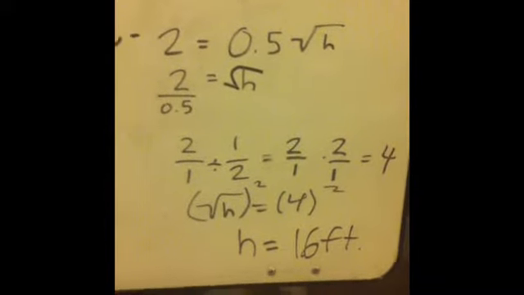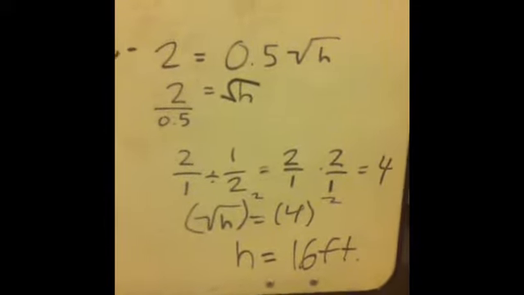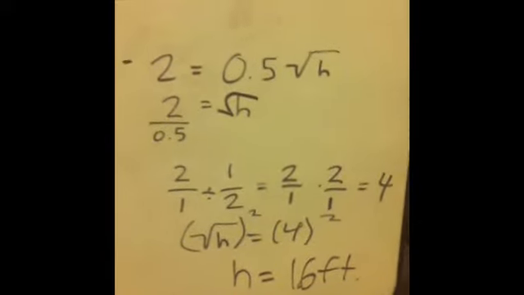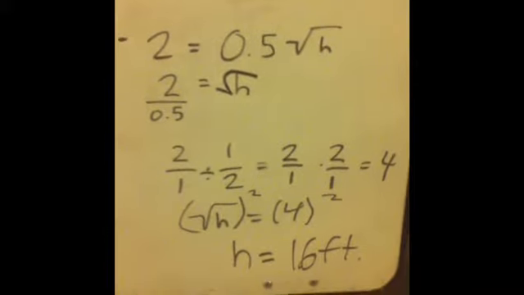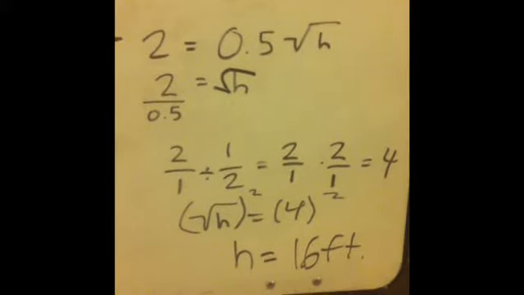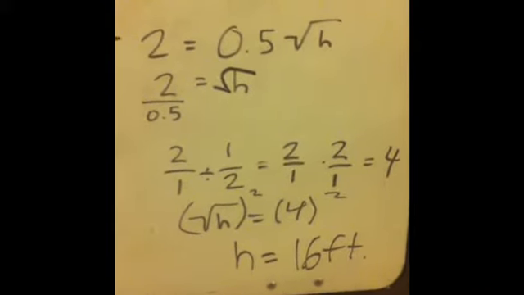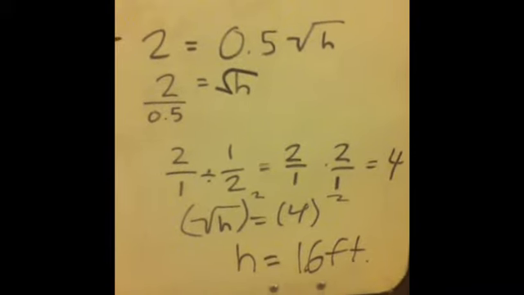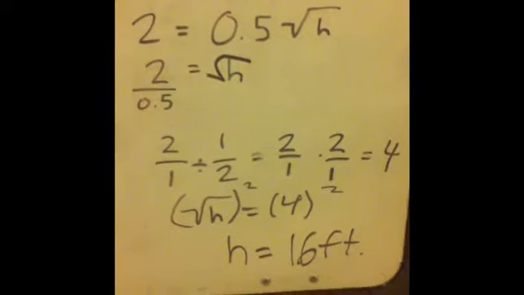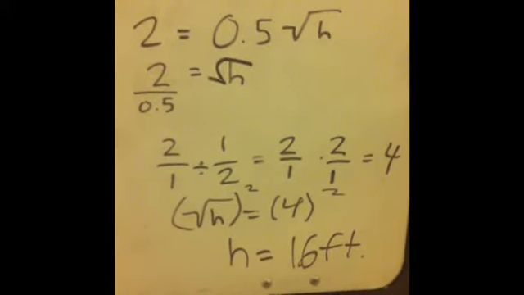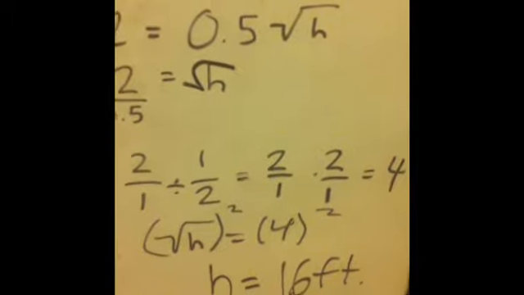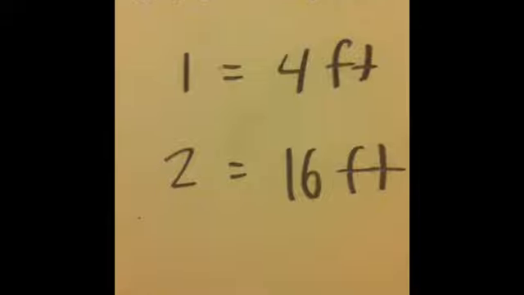To divide these, we would multiply and flip them using the reciprocal. So we'd end up having 2 over 1 times 2 over 1, which is the same thing as 4. Now that we have 4 is equal to the square root of h, we need to get rid of that radical sign. So we need to undo the square root by squaring it. And after squaring 4, we'd end up with 16. So David's height at 2 seconds would be 16 feet.